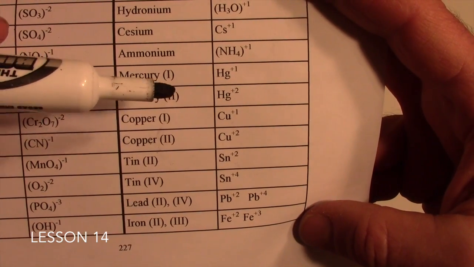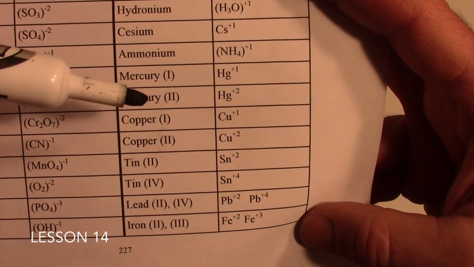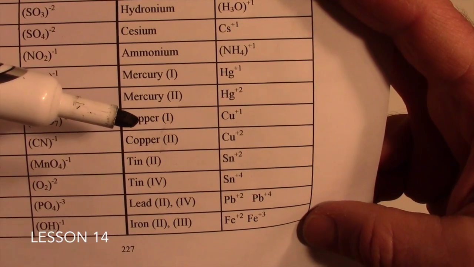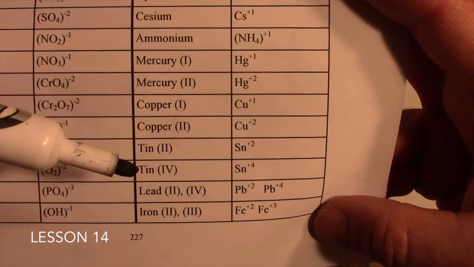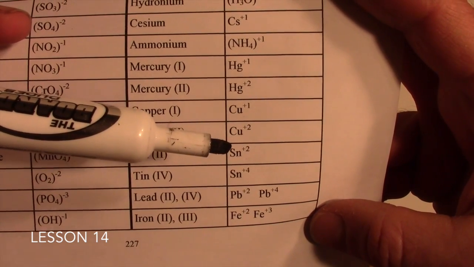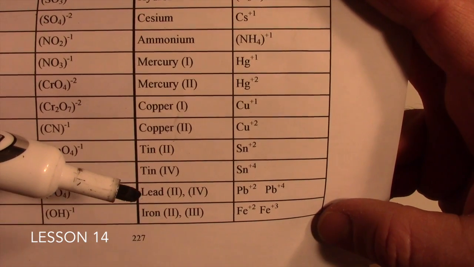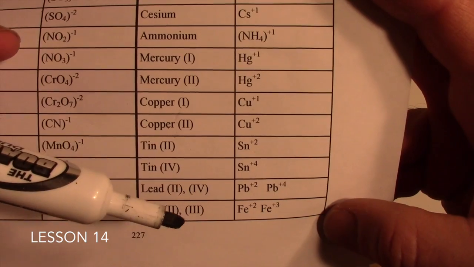So Mercury is Hg plus 1. Mercury 2, Hg plus 2. Copper 1, Cu plus 1. Copper 2, Cu plus 2. Then we've got Tin 2, Sn plus 2, and Tin 4, Sn plus 4. Same with the leads and same with the irons down here. The Roman numeral tells you the charge.